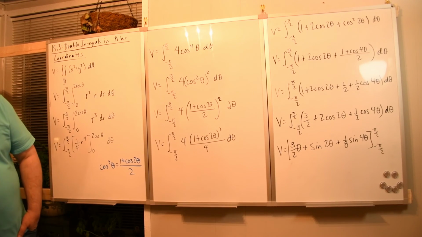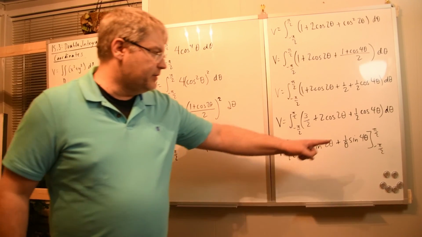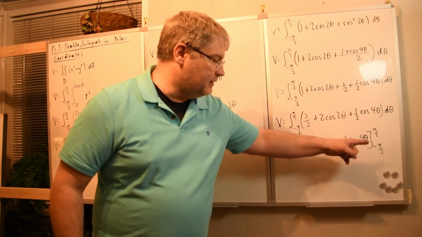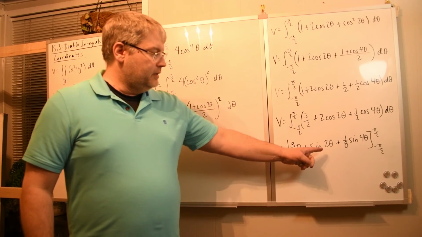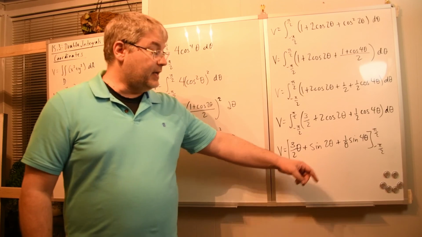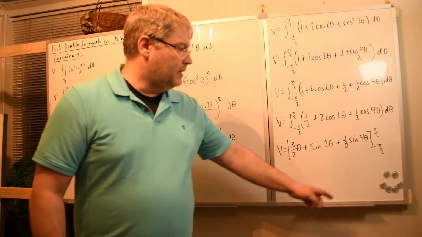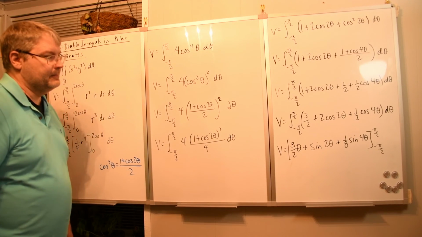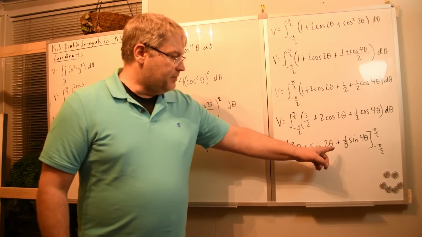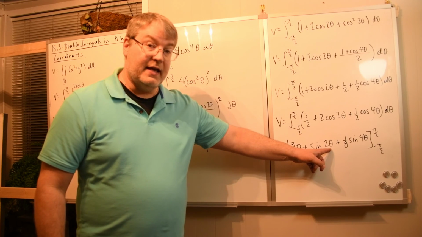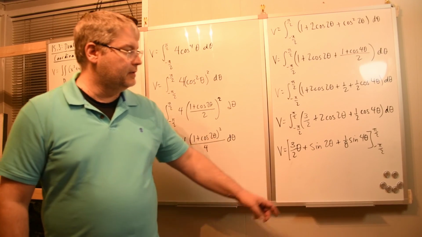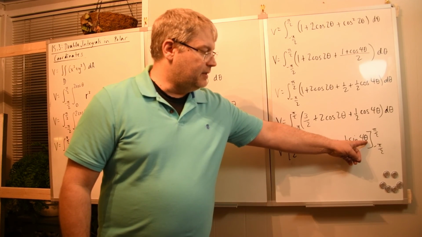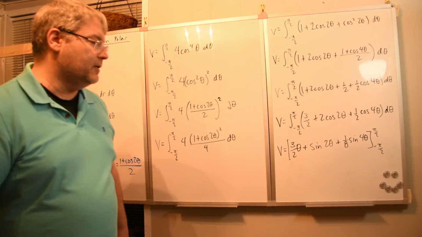Well, if you plug in pi over 2 for theta, 2 times pi over 2 gives you pi, and we know sine pi is equal to 0. 4 times pi over 2 is 2 pi, and we know sine of 2 pi is equal to 0. If you plug in negative pi over 2 here, you get sine of negative pi, that's 0. Plug in negative pi over 2 here, you get sine of negative 2 pi, that's also 0.